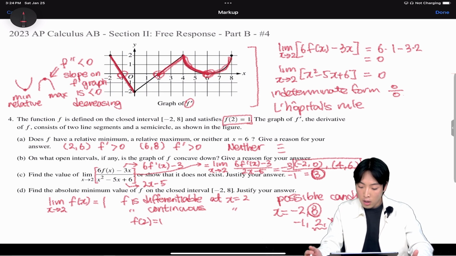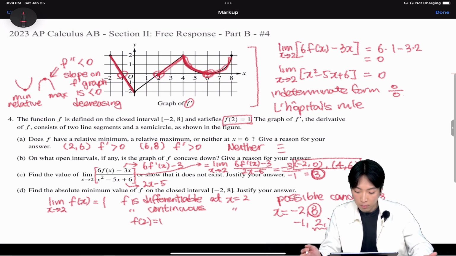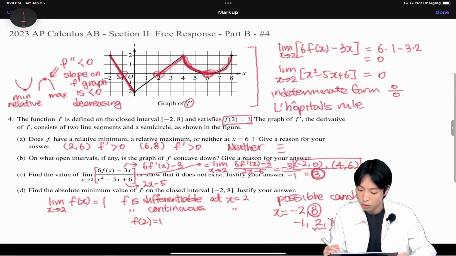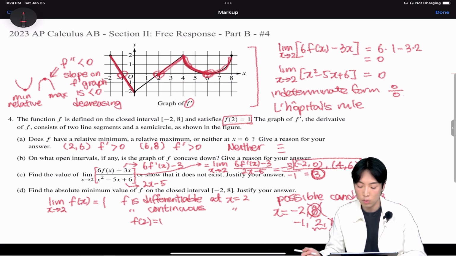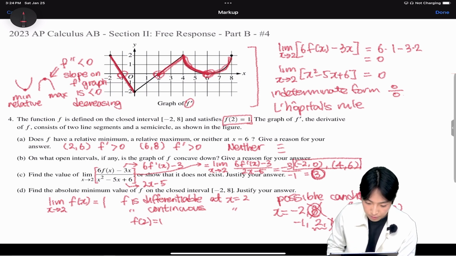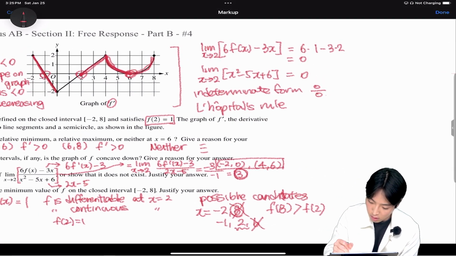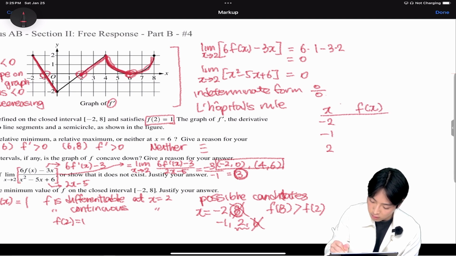So that will never be the absolute minimum, because f of 8 will be bigger than f of 2. So we also eliminate f of 8, or 8 as a possible candidate. So we are left with 3 possible candidates, x being -2, -1, and 2.